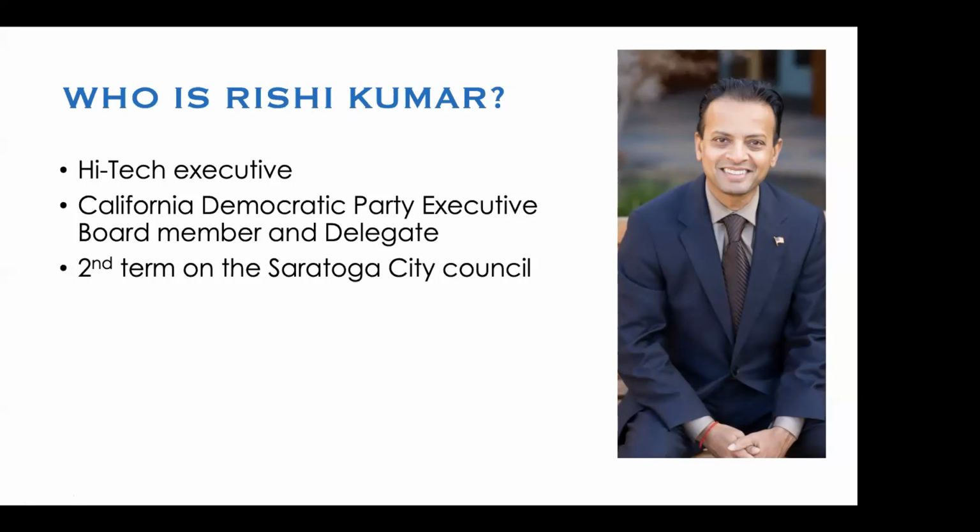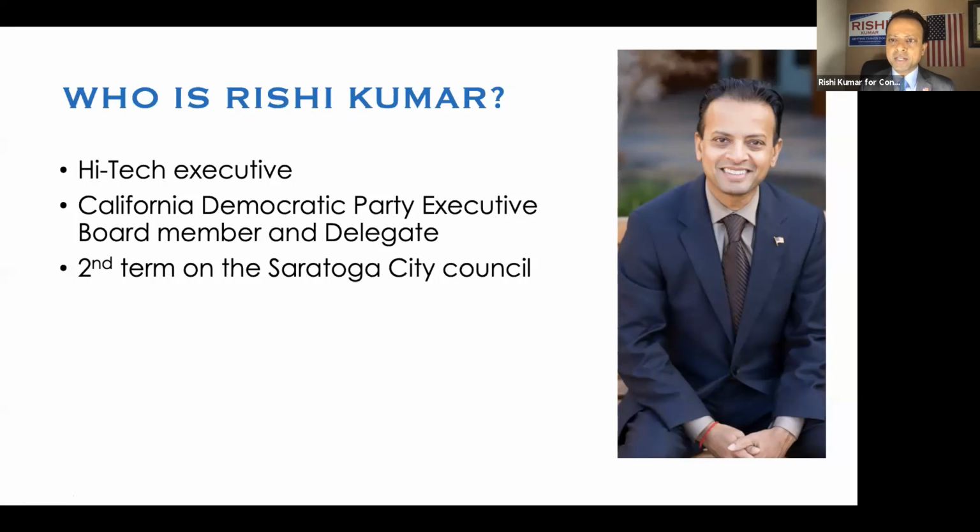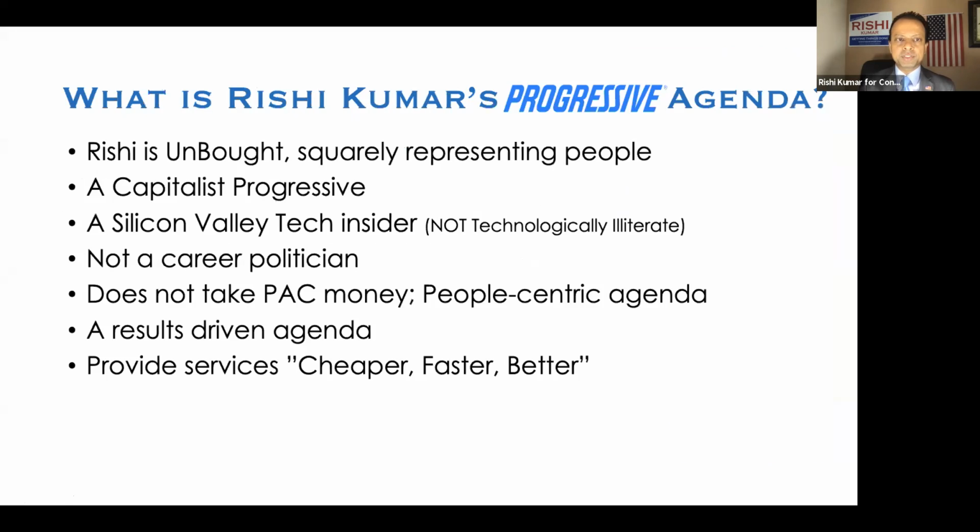I somehow was expecting an intro, but that didn't happen. It's okay. So this is who I am, a high-tech executive of Silicon Valley, who worked for companies like IBM and Cisco, and a California Democratic Party delegate, executive board member, and on my second term on the city council. And currently running for United States Congress. So we have some very simple people-centric values, we call it, there for the people. And we apply the high-tech framework of innovation to everything we do in the public sector.